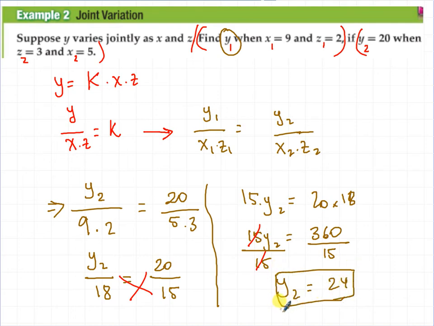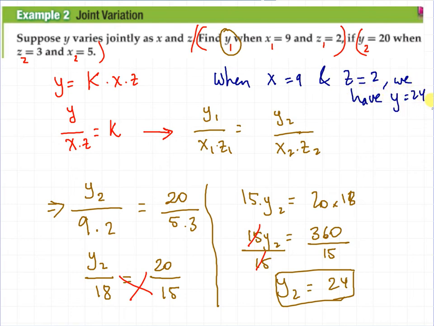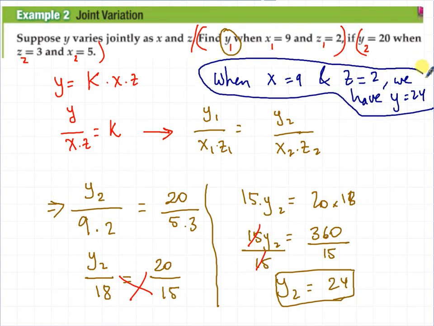So I would answer the question: find y1 when x1 equal 9 and z1 equal 2. So when x1 is equal to 9 and z, or without the 1 here, I can remove the 1. When x equal 9 and z equal 2, we get the value of y to be 24. Okay?